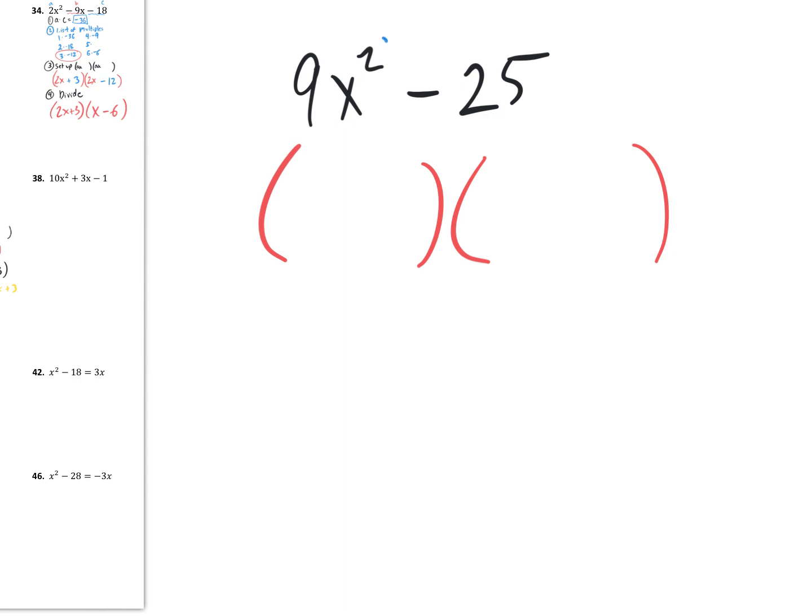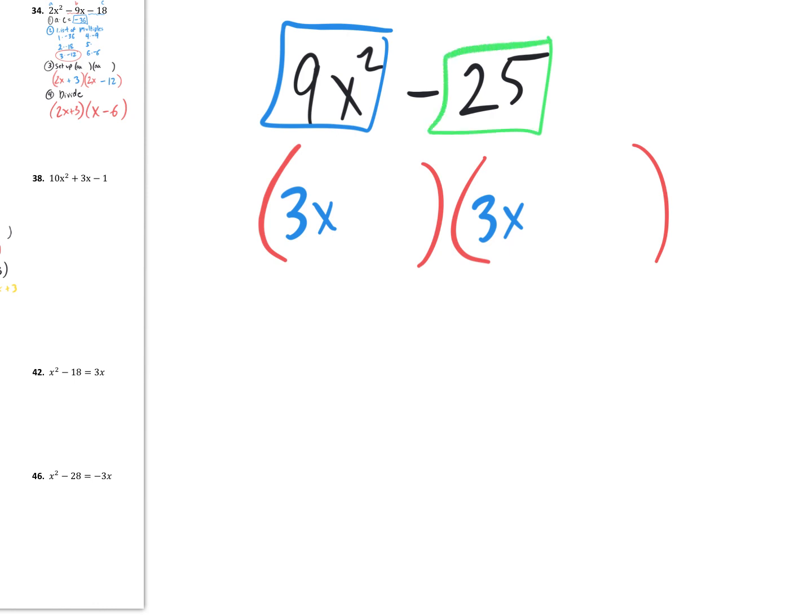Think about what the square root of 9x squared is. What's the square root of 9x squared? 3 with an x, right? And you put that as the first part of both binomials. And then you go back over here and you say the square root of 25. What's the square root of 25? 5. So you put a 5 right there and a 5 right there.